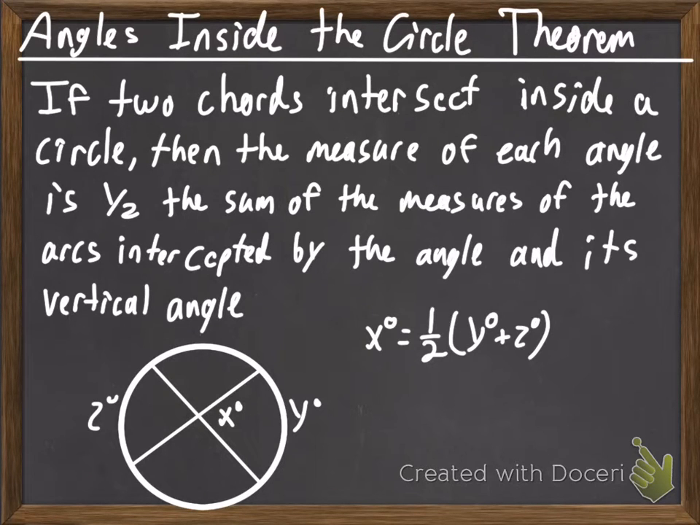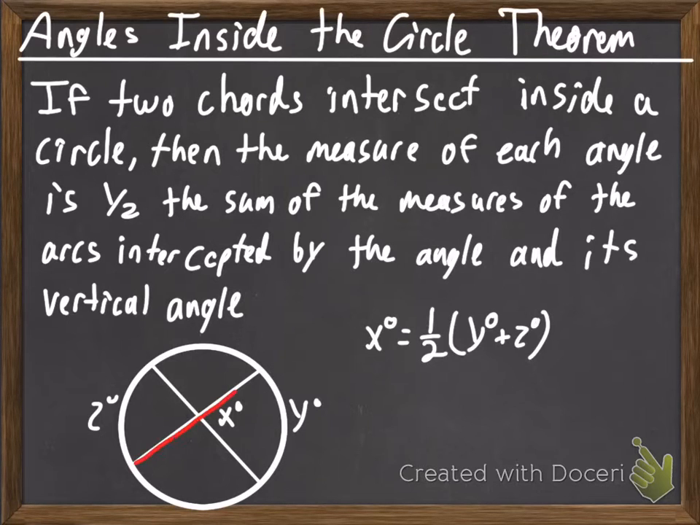Angles inside the circle theorem. This is a long one. If two chords intersect inside a circle, then the measure of each angle is 1/2 the sum of the measures of the arcs intercepted by the angle and its vertical angle. Remember to breathe. So, it's a lot of words that mean this.